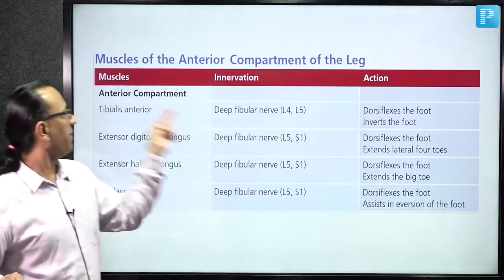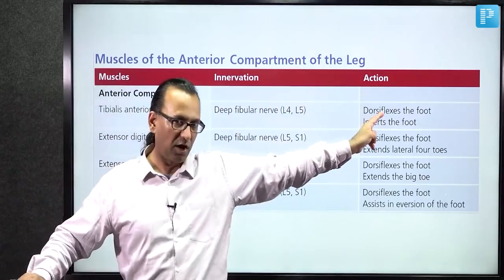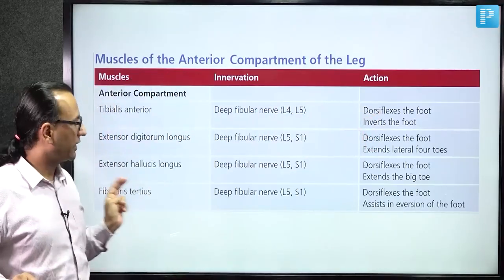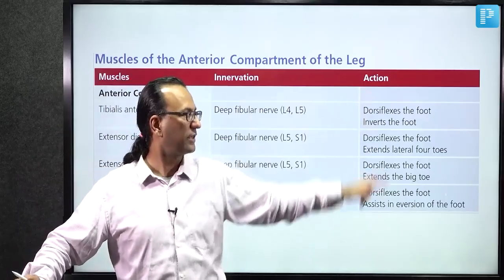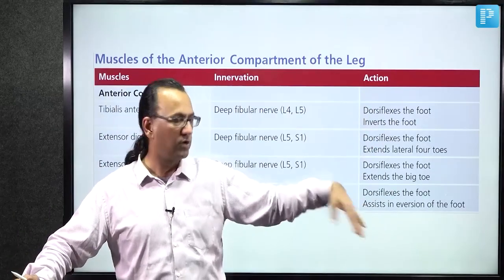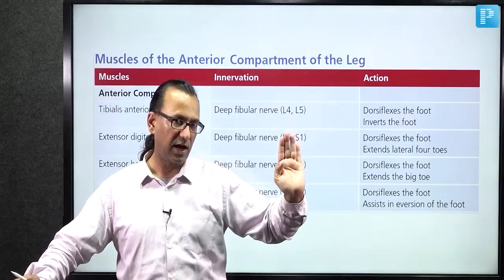Though understand that tibialis anterior is an inverter, a powerful inverter, whereas peroneus tertius is additionally an everter. So both of them will be antagonizing, but if they work together, they'll definitely do dorsiflexion or extension at the ankle and the toe joint.